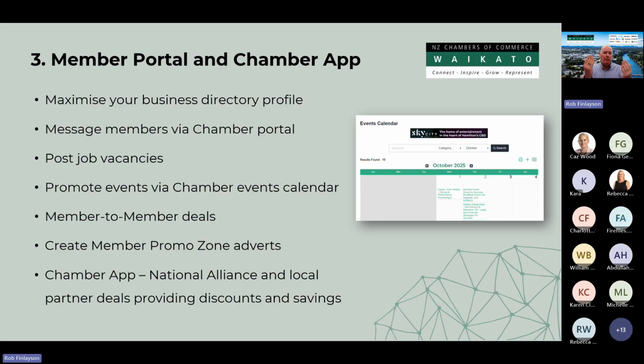So now you've got 4 pages of visibility within our website with 5,000 to 6,000 visitations a month. You've got your member directory listing, you've got your member-to-member deal, you've got an event in the event calendar, and now you've got a member promo zone, all on 4 different pages within our website.